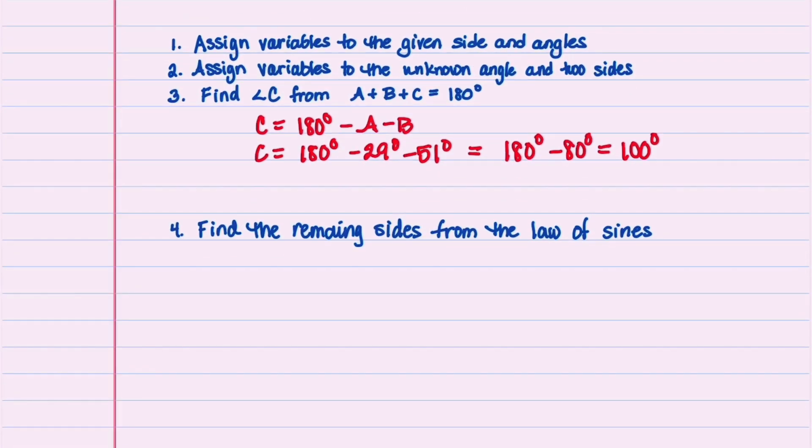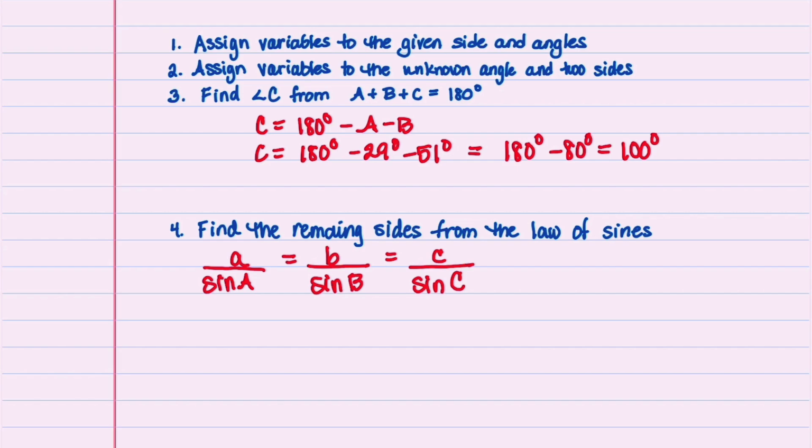We'll now find sides a and b using the law of sines. We'll start by writing down our formula. a divided by the sine of angle A is equal to b divided by the sine of angle B is equal to c divided by the sine of angle C. I always tell students to write down the formula first, and that really helps to memorize the formula if you have to memorize it, because you've been practicing it with every example problem that you do.